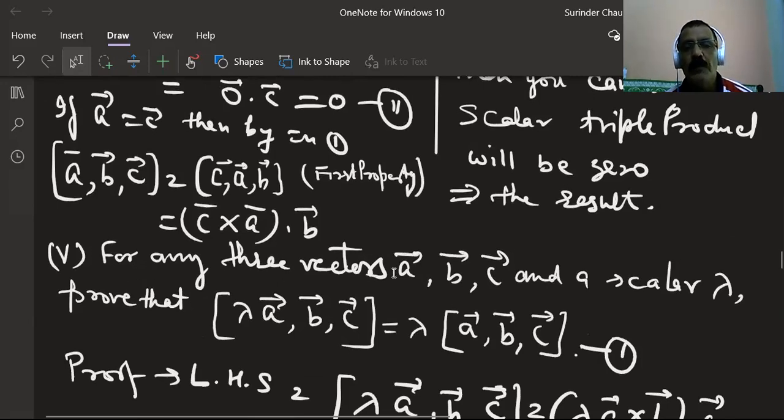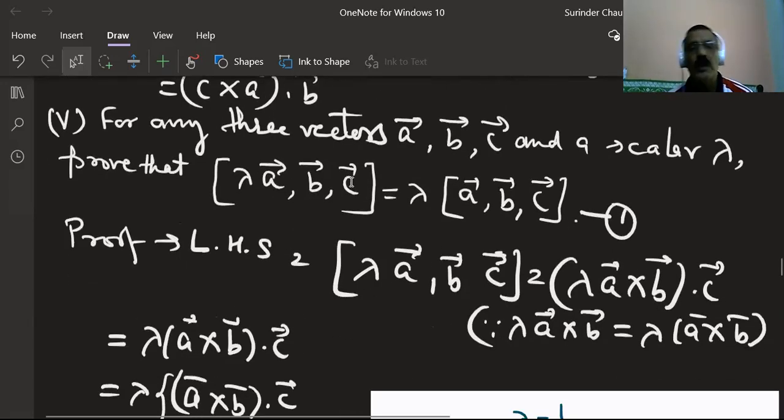Fifth property, for any three vectors A, B, C and a scalar lambda, scalar means any real number, all real numbers are scalars. So whenever we write scalar in this vector calculus, this means this is a real number, any real number. Then prove that lambda times the scalar triple product of A B C is equal to lambda times the scalar triple product of ABC. So for this, we take the left hand side, the scalar triple product of lambda A, B, C, which by definition is lambda times A cross B dot C.